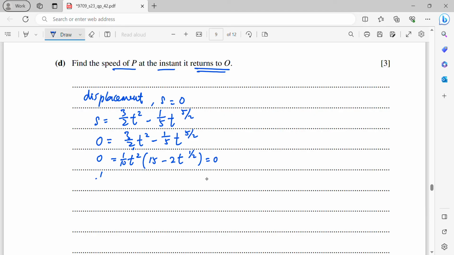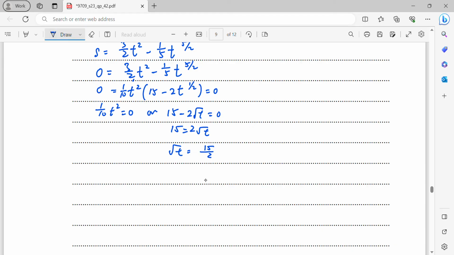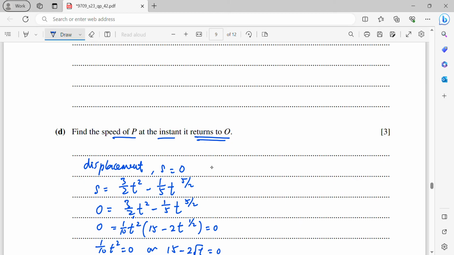So it means that now 1 over 10 t squared equals 0, or 15 minus 2 square root t equals 0. So from here I will get 15 is 2 square root t. Therefore square root t is 15 over 2, which is 7.5. Then now my t is going to be 7.5 squared, and you will get 56.25 seconds. Alright, so this is not the final answer because you need to get the speed.